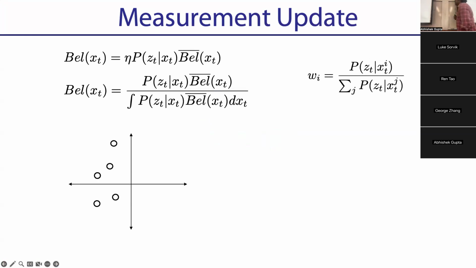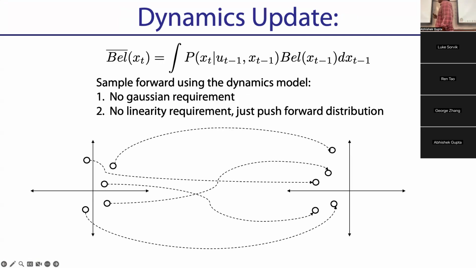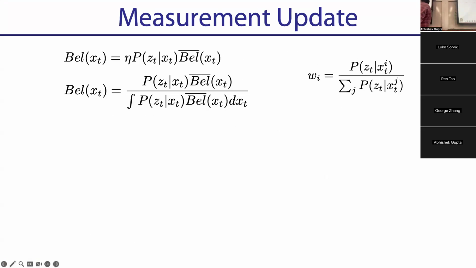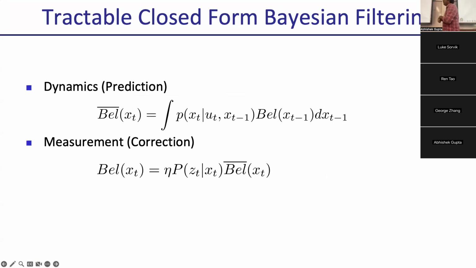Then we had a measurement update. The measurement update was basically reweighting particles by the normalized measurement likelihood, so P of Z given X. So we reweighted particles and then we did things like resampling. And so the particle filter was basically a mix of pushing things forward, reweighting and resampling. That's it. And then from there we said, okay, we did this thing, but it's an approximation.